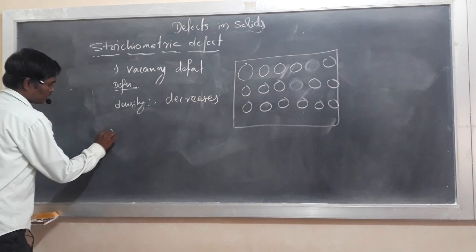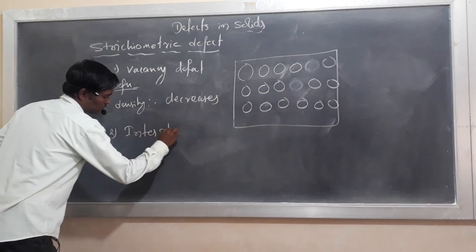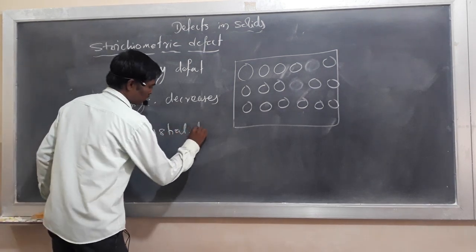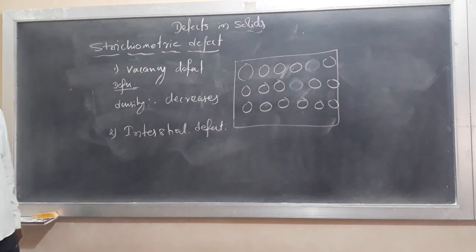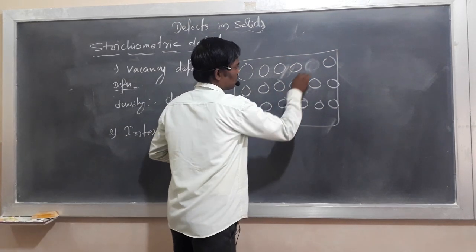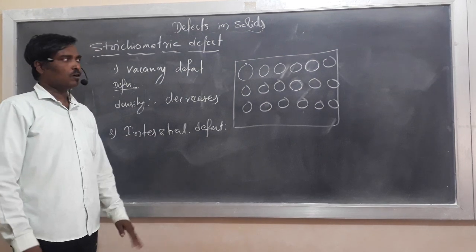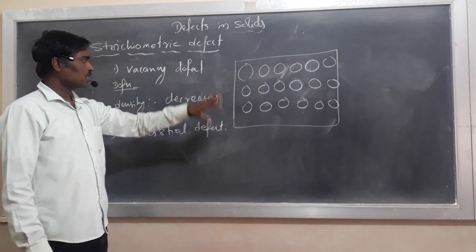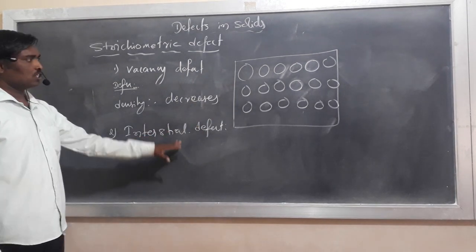And next, another one is the interstitial defect. In the interstitial defect, what happens? Let me take the same crystal. This is the perfect crystal where all the constituent particles are orderly arranged. But now there is some defect in that crystal. That defect is an interstitial defect.